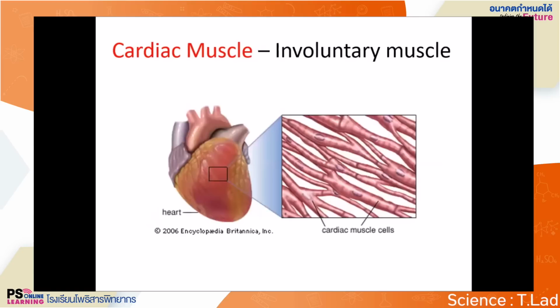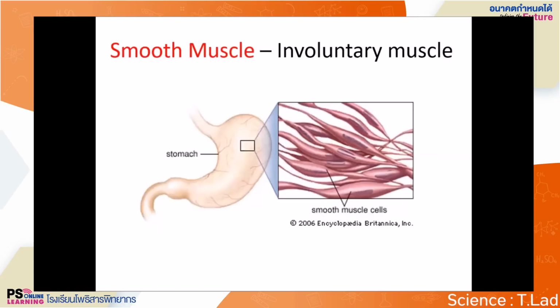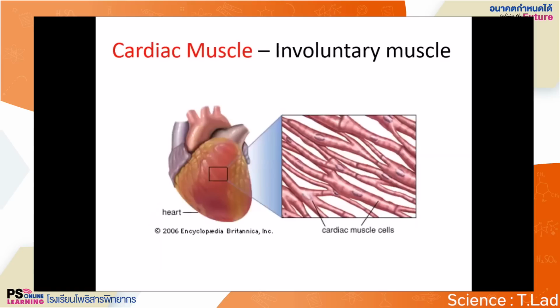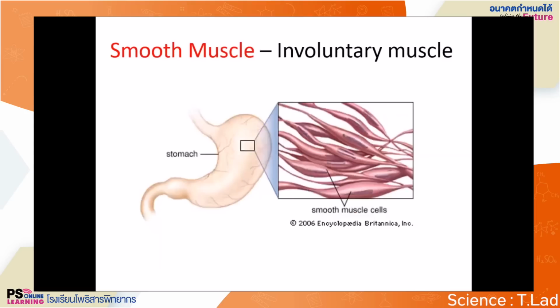While the other two, cardiac and smooth muscles, are involuntary muscles, meaning we cannot control the actions of these muscles. Sometimes our heartbeat is fast and sometimes it is slow, and we cannot control it. We don't have the willpower to control the beating of the heart. And the same with smooth muscle. It is an involuntary muscle, meaning we cannot control the action.